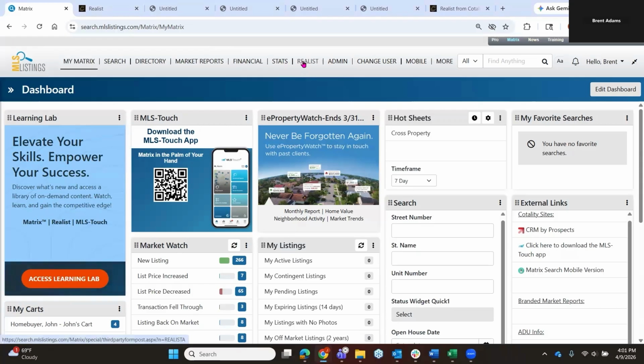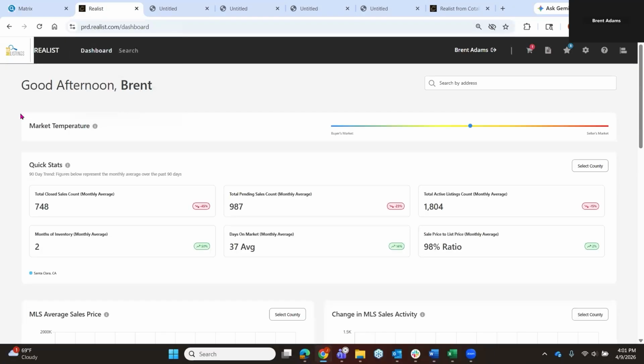If you click that, it will take you directly into Realist, where we're going to present you with our dashboard, which lets you know exactly what's going on in your area where you've last been searching. In fact, where I've last been searching is in Santa Clara County, California. So I'll be hanging around in that neighborhood, in that county.